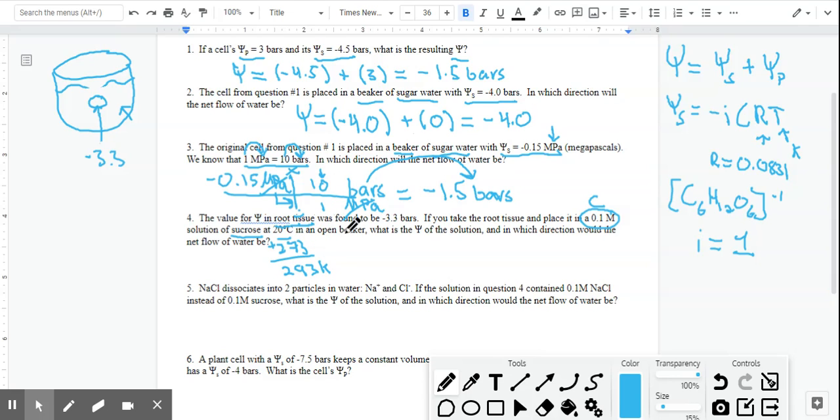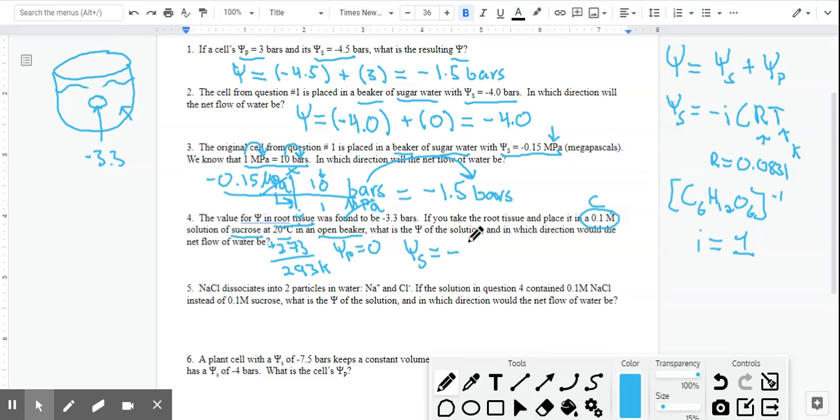All right, keep going. In an open beaker, there's that open beaker thing again. So we know that the pressure potential is going to be 0, because again, it's in an open container sitting on your counter or whatever. So the pressure potential is 0. What is the water potential of the solution? And additionally, what direction will the net flow be? So really, because we know the pressure potential is 0, we really need the solute potential. And we're going to use our negative iCRT here to calculate this value.